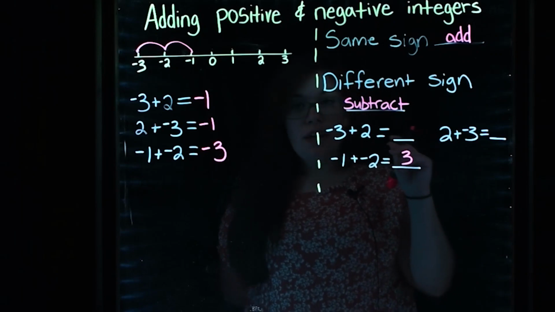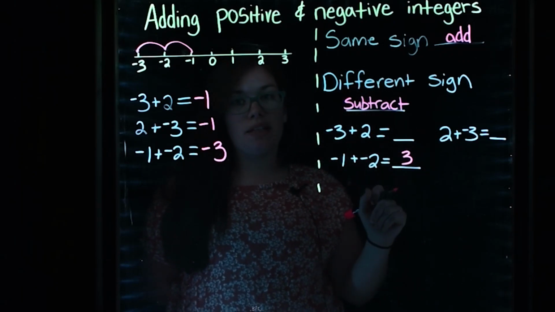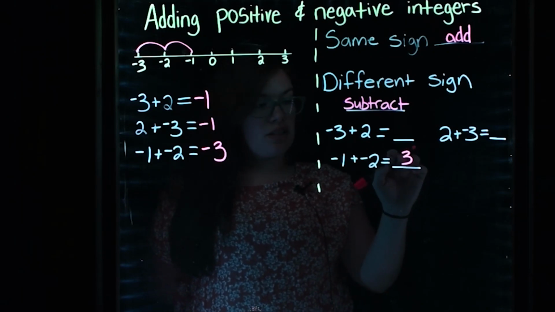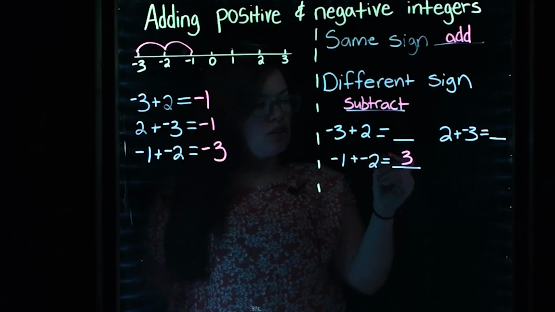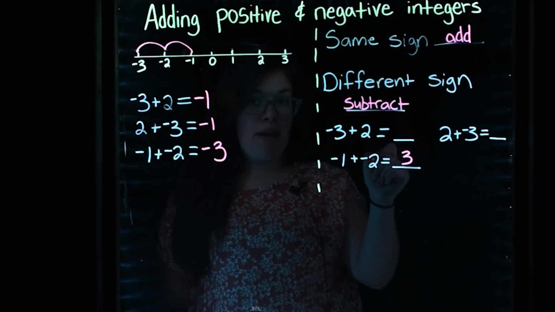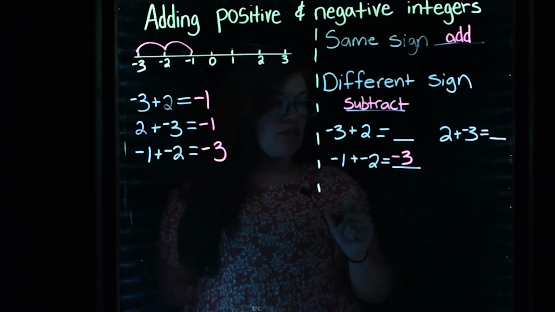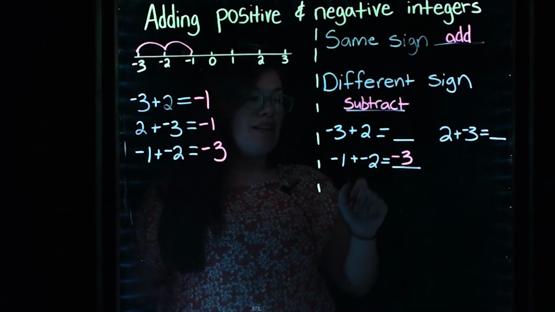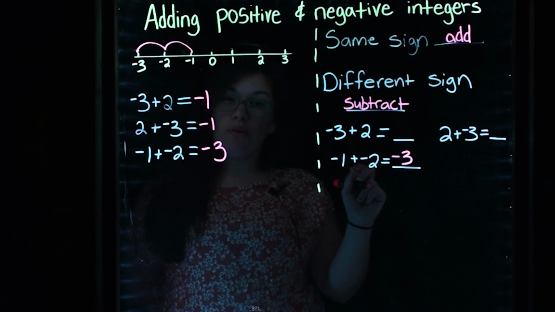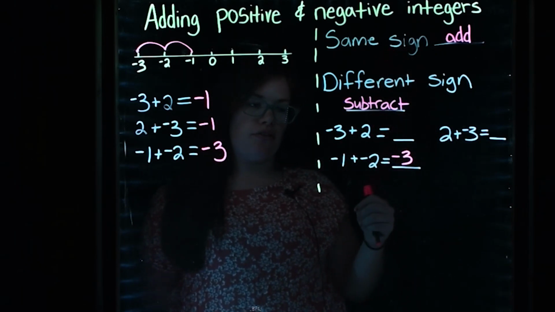Now, here's the key. Whatever number is the biggest number, the answer gets that sign. Since 2 is the biggest number, my answer has to match 2's sign. 2 is negative, so my answer is negative. That little answer rule is the same for every single one, no matter if it's same sign or different sign.